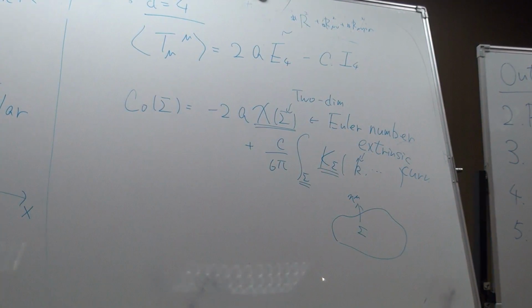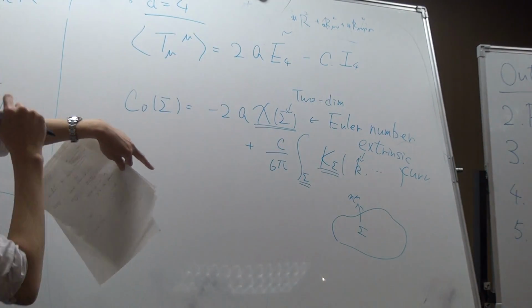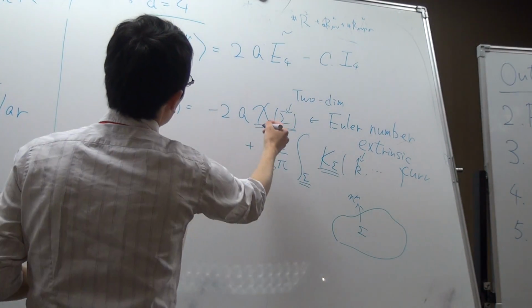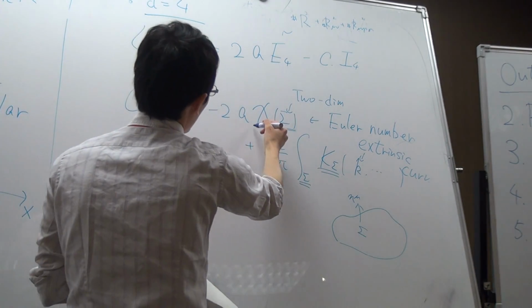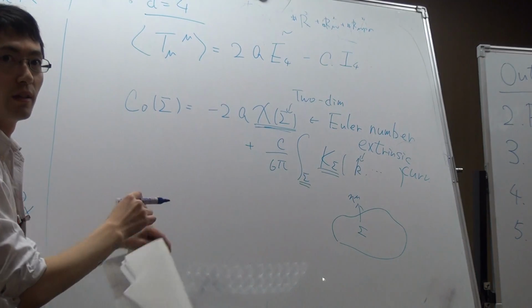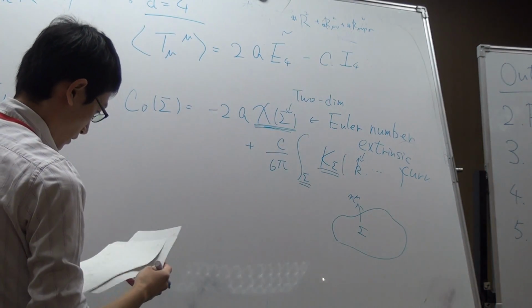And so you see that c_naught is always given by the central charges. In four dimensions we have two terms, A and C, whose coefficients are given geometrically. So this is a geometric invariant for sigma. You have the Euler density here, the Euler number.